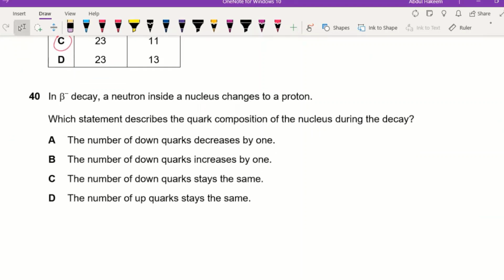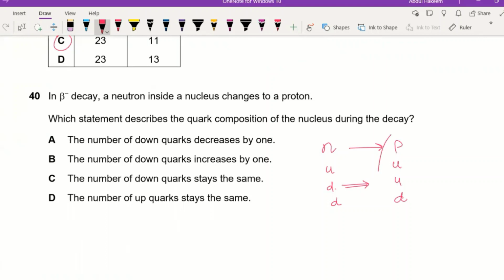Okay, the last question is: in beta negative decay, the neutron inside the nucleus changes to a proton. Which statement describes the quark composition of the nucleus during this decay? So a neutron is converted into a proton. A neutron has one up, two down quarks, and then a proton has two up and one down. It means one down quark is converted into up. So the answer will be the number of down quarks decreases by 1.